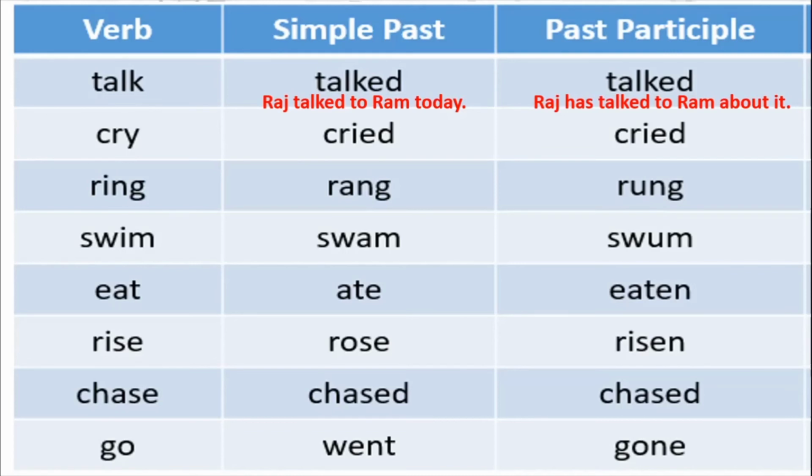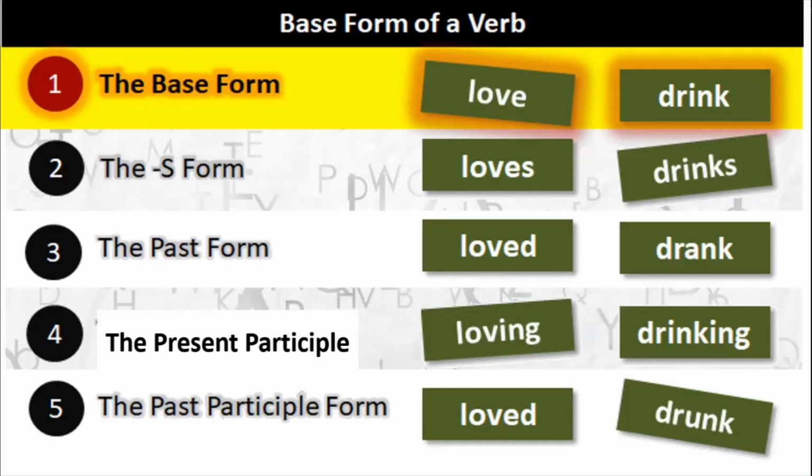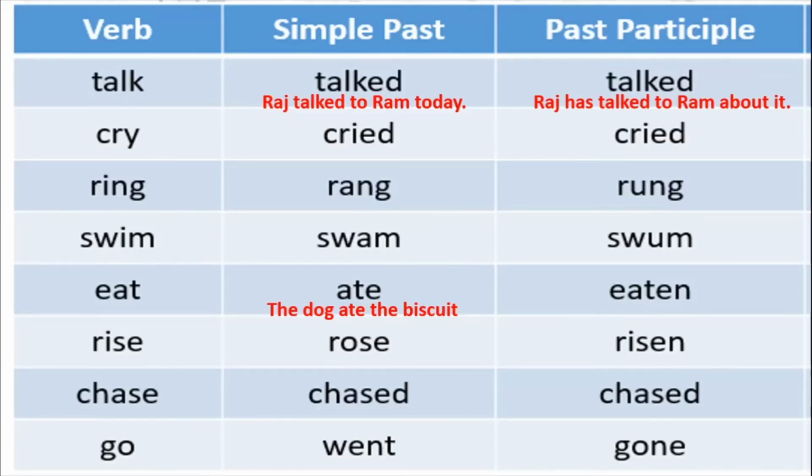Let us look at one more example. See, let us take eat and ate. So the dog ate the biscuit. He has finished eating it. He has eaten the biscuit. The dog ate the biscuit. When you want to talk about the past participle, you will say the dog has eaten the biscuit. Okay? So these are some examples of the verb with the simple past as well as the past participle. So some words change when they are in the past participle.